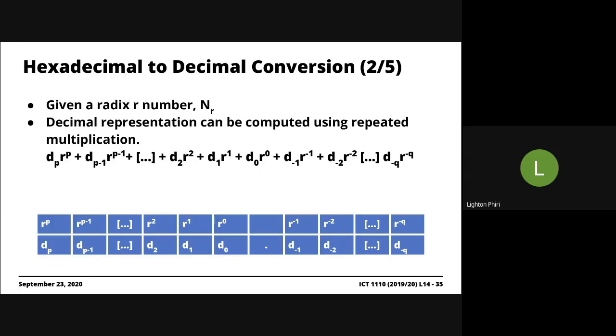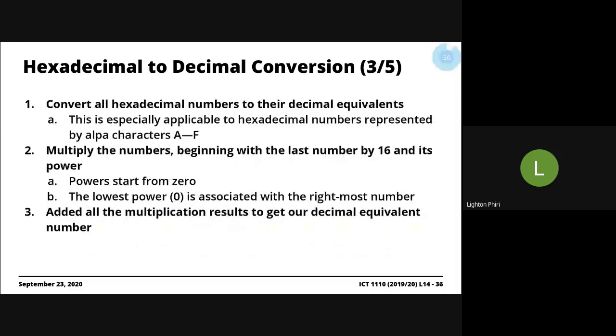The idea behind repeated multiplication is you just repeatedly multiply the radix with the hexadecimal numbers, and then you add them up to get the total equivalent of your decimal number. So this is a formula. Given a hexadecimal number, you first convert all the hexadecimal symbols to their equivalent decimal symbols. This is in the case where you have symbols from A to F.